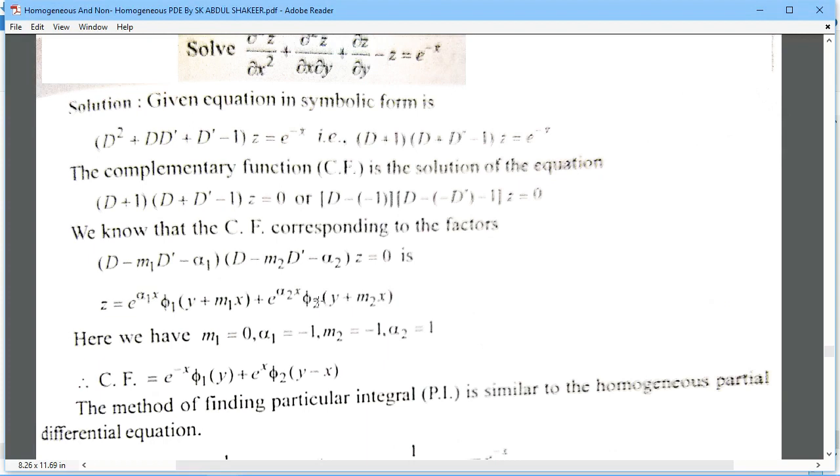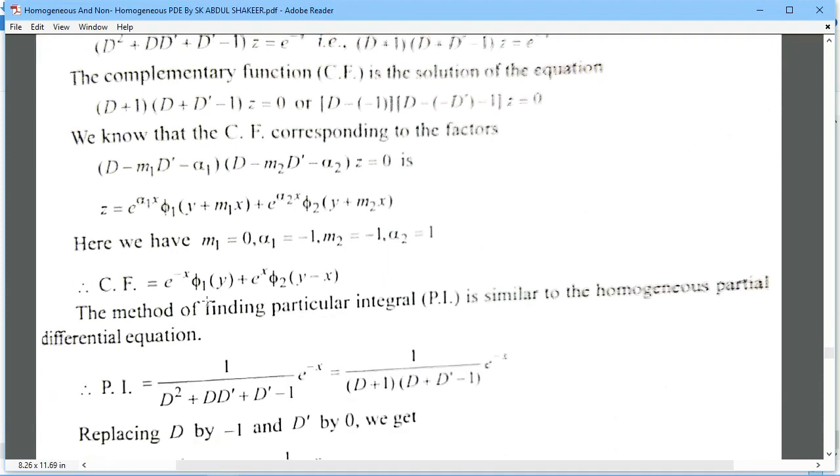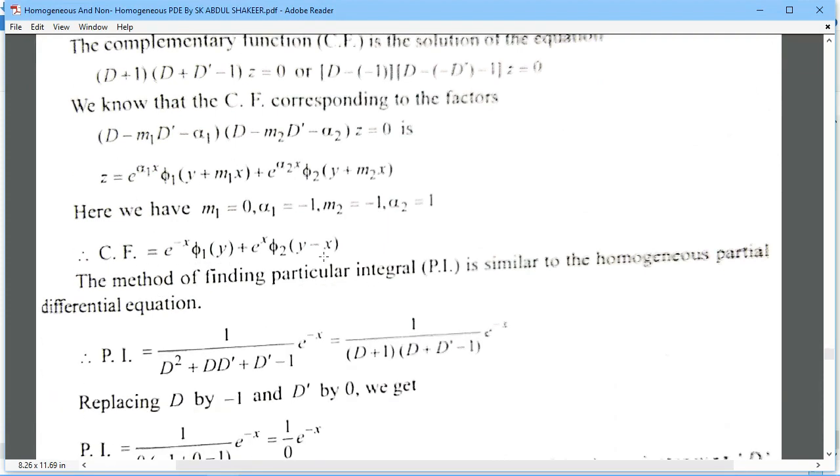So here we just have to define alpha 1, m1 and alpha 2, m2. So alpha 1, m1 and alpha 2, m2 are these values. We just substitute these in the complementary function, which is the required complementary function. So it is very simple. We just have to remember the formula: Z or CF is e^(alpha 1 x) phi 1(y + m1 x) + e^(alpha 2 x) phi 2(y + m2 x).